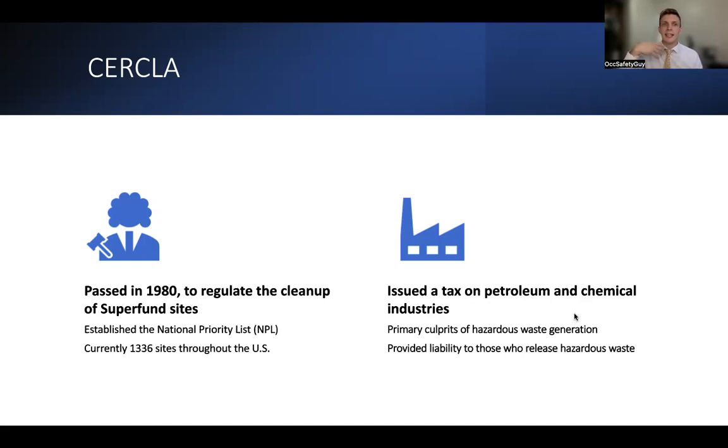So CERCLA focused on those Superfund sites. It made the National Priorities List, and it taxed petroleum and chemical industries so that hazardous waste generators were liable for what they were doing.